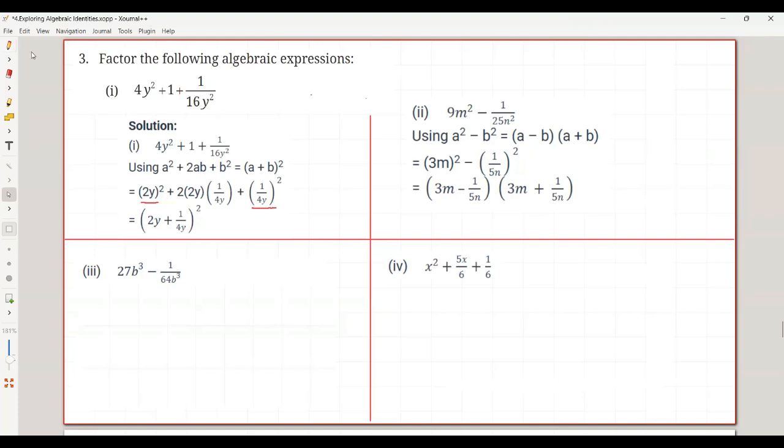Now this is our a value, and this is b value. So the formula is a minus b, a plus b. A minus b, a plus b. That is the final answer.